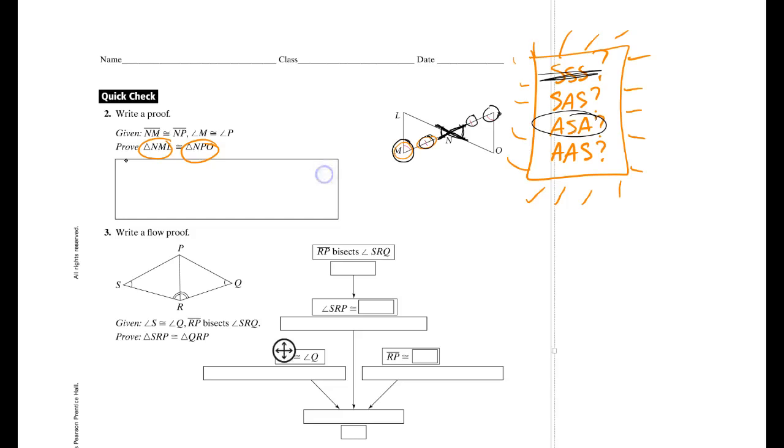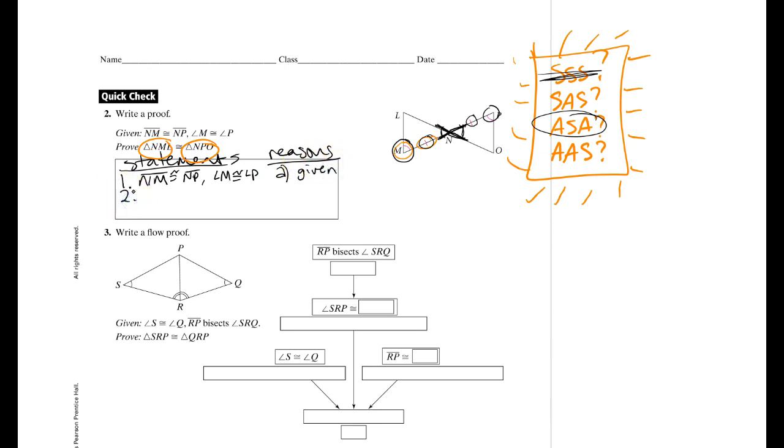So here we go. Statements. And these are pretty short. Yes, they'll get longer. Statements. Reasons. Number 1, NM congruent to NP, and angle M congruent to angle P. Why can I say that? Because they said it to me. It's given. Great. It was nice to start off that easy.